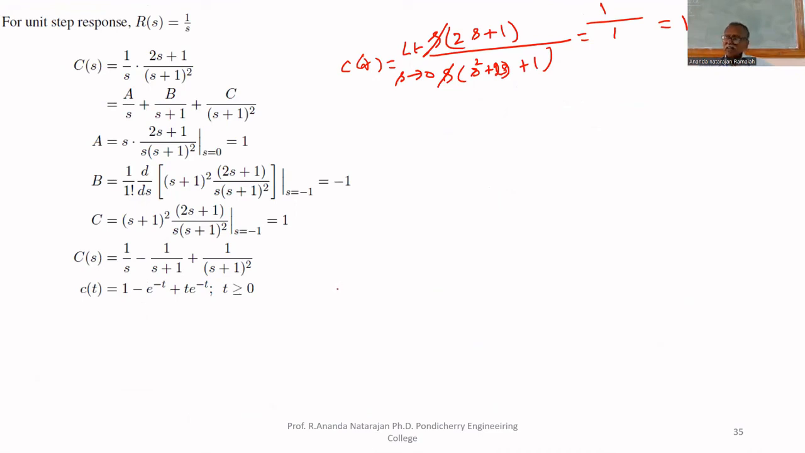Why is the final value required? That we will see in the next class. Because steady state error is there.